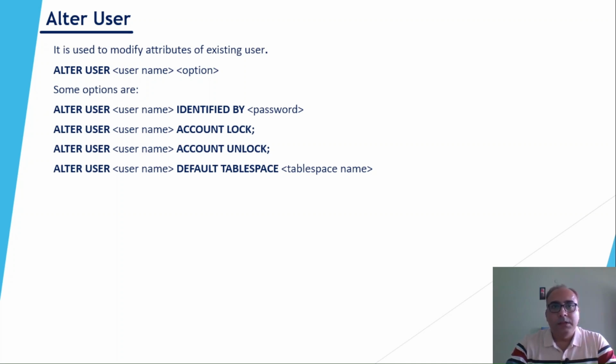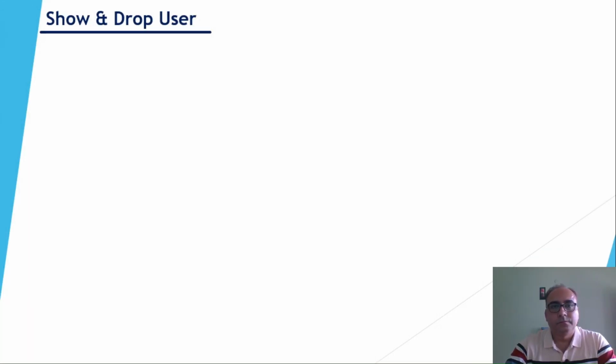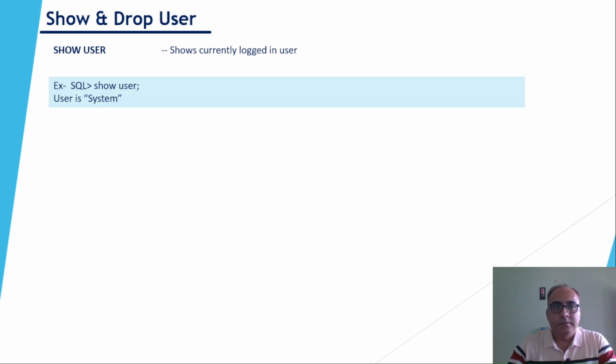Let's look at some examples. Alter user C##user account lock. Here we are locking the account of user C##user. Now show user and drop user. Show user is a command which shows the currently logged in user. You simply type show user and it will display the currently logged in username.